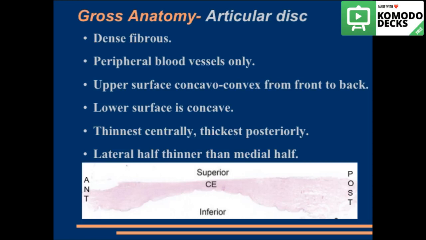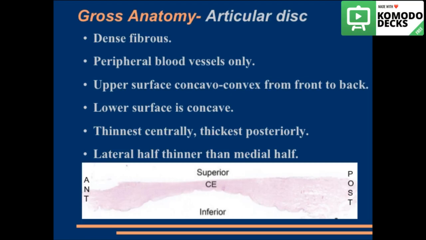Finally, the articular disc. It is a dense fibrous tissue. It has blood vessel enrichment from the peripheries only, not in the center. The upper surface is concave or convex from anterior-posteriorly, while the lower surface is concave to adapt with the shape of the head of the condyle.